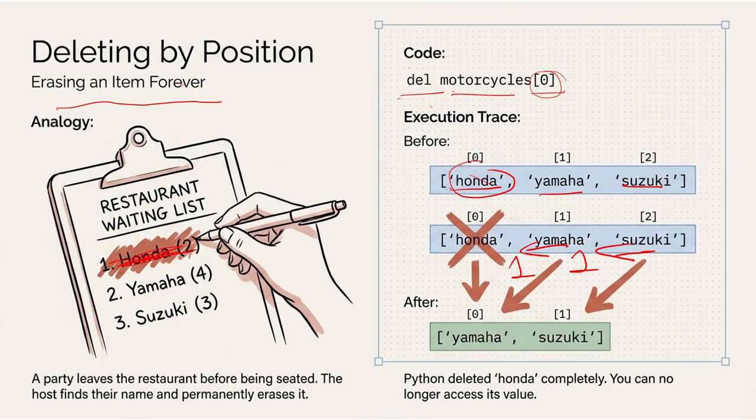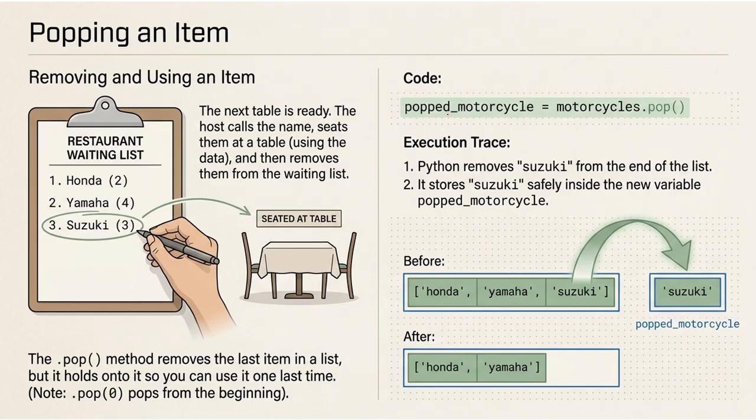it will shift all the rest of the positions to the left by one index position. That's why Yamaha, which was earlier at position one, is now coming at position 0, and Suzuki, which was at second position, is now coming at first position. So that's what they have mentioned: Python deleted Honda completely, you can no longer access its value. It has been permanently deleted.